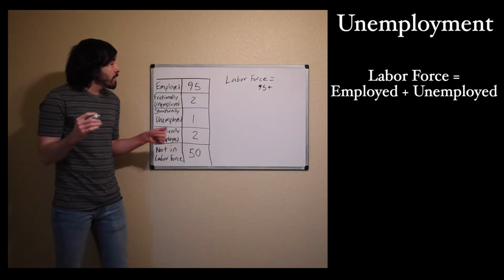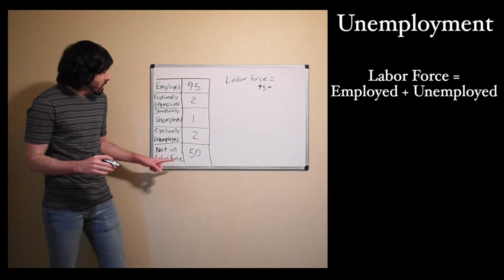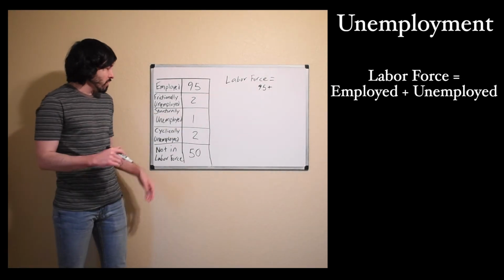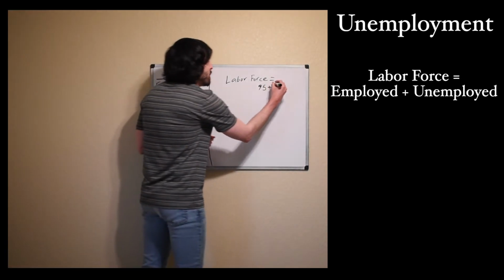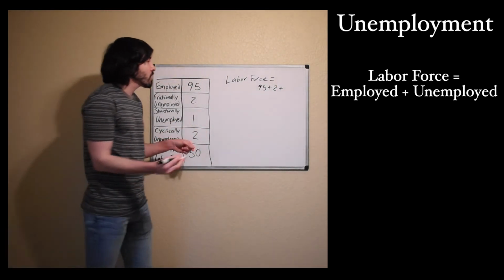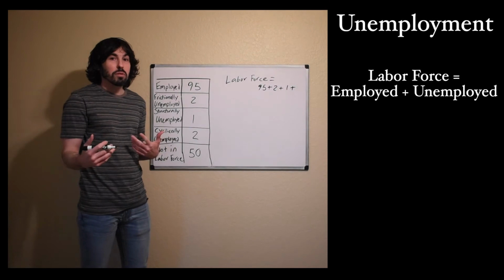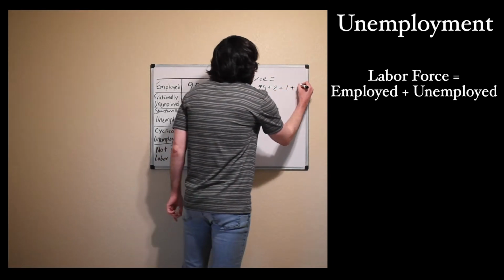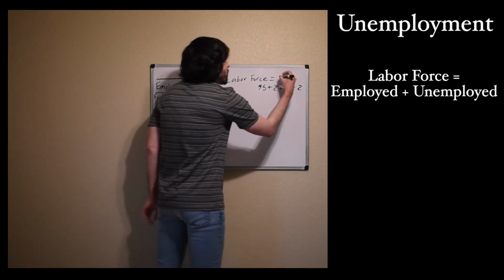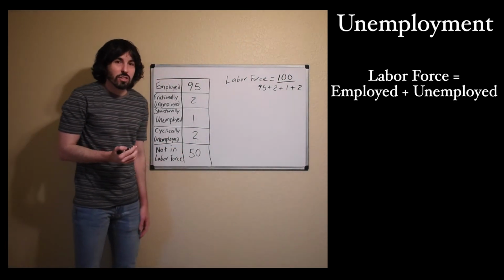Then we need to add to that anybody that is unemployed but looking for a job. Remember, they don't count if they're not looking for a job. So these people down here that are not in the labor force, obviously, don't count. They're not part of our labor force. The two frictionally unemployed people will count as part of the labor force. Our one structurally unemployed person is also going to count. And then finally, these two cyclically unemployed people are going to count as part of our labor force. So if we have here 95 plus 2 plus 1 plus 2, that is going to come out to 100. We have 100 people in our labor force in this little economy that I've just made up.